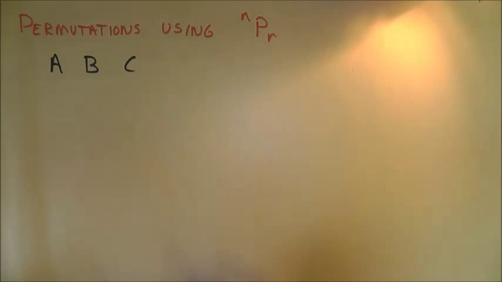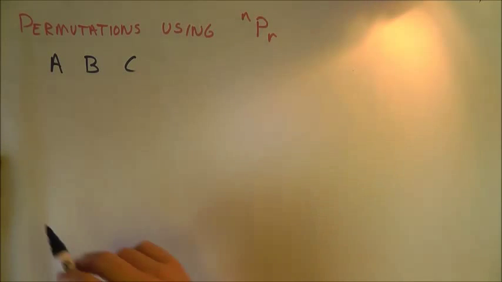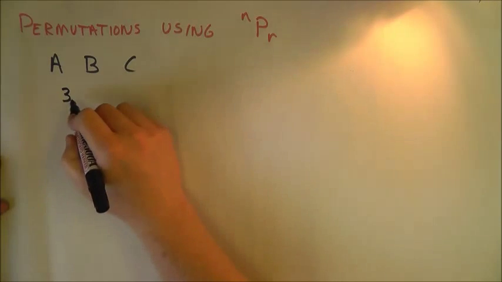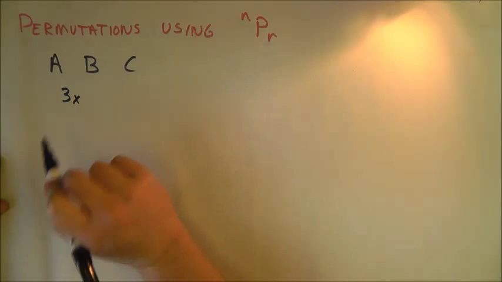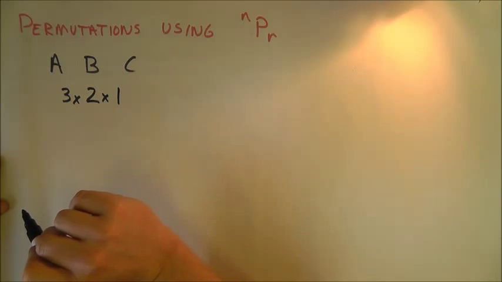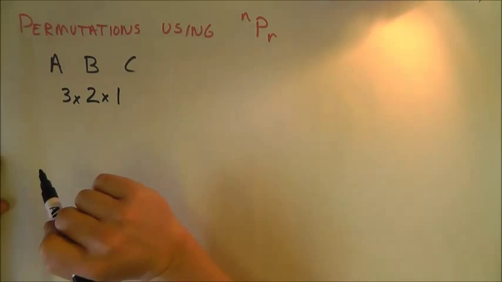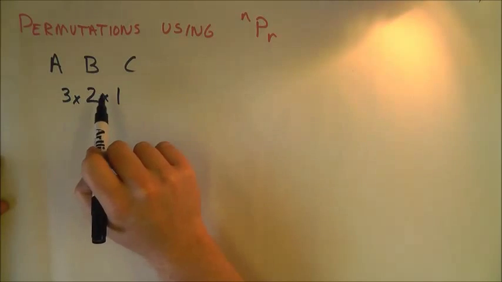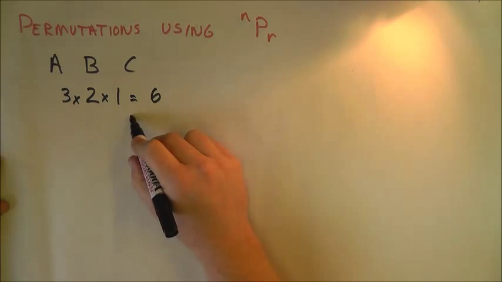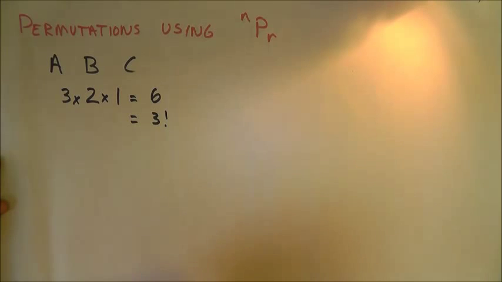So let's look at this example. We've got three letters, A, B and C. We want to know how many permutations there are, how many different arrangements there are of those three letters. For our first letter, there's three options. For the second letter, we've already used one, so we've only got two left. And for the third letter, there's only one left. Because we need all of these three events to happen, so it's this one and this one and this one, that's why we've multiplied. 3 times 2 times 1 is 6, which is the same as 3 factorial.